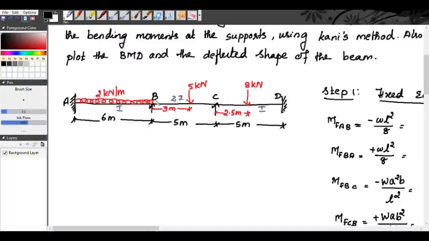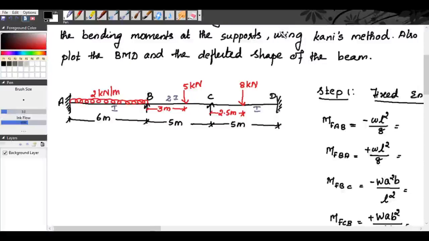In this span AB we have a UDL of 2 kilonewton per meter. In the span BC we have a concentrated load of 5 kilonewton acting at a distance of 3 meter from B. In the span CD, we have a concentrated load of 8 kilonewton acting at a distance of 2.5 meter from C, that is acting at the center of the span CD. The moment of inertia for the span AB is I. For the span BC, moment of inertia is 2I. And for the span CD, the moment of inertia is I. This is our given problem.